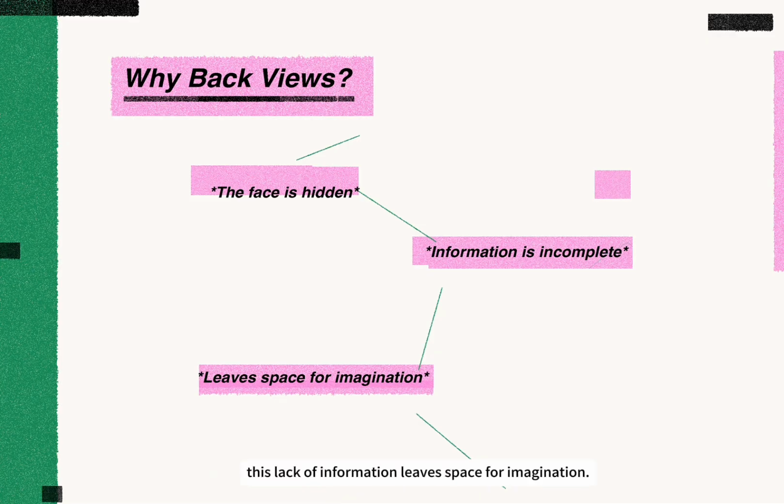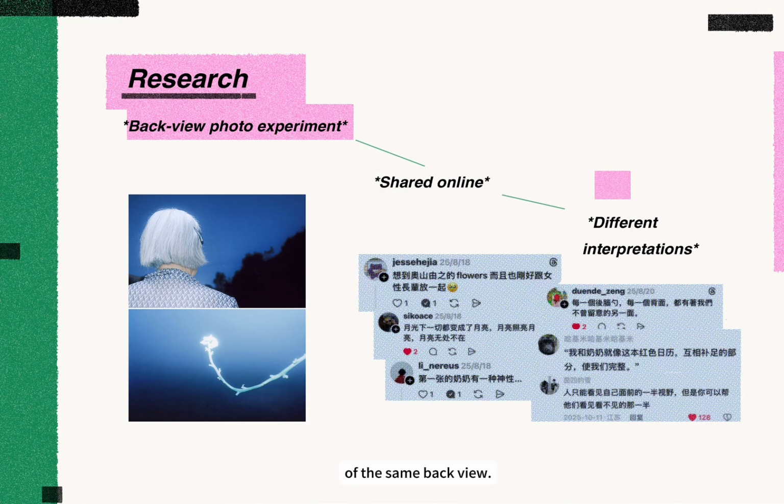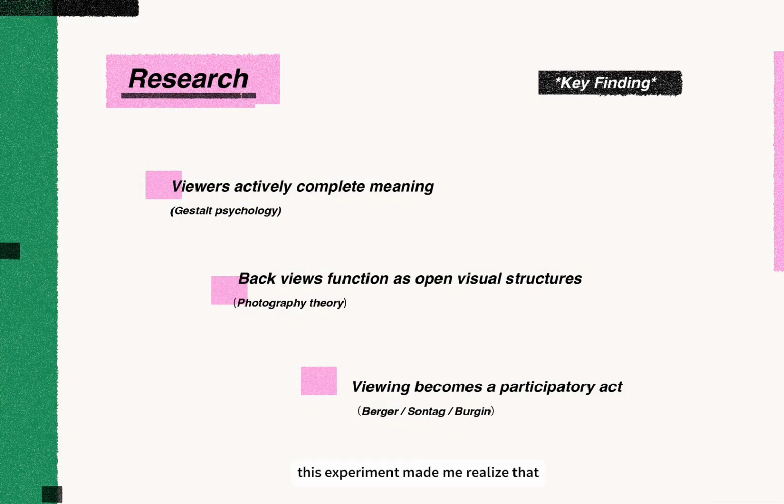This lack of information leaves space for imagination. Different viewers often form different interpretations of the same back view. In Project 1, I carried out a small experiment. I shared the same photograph of a back view online and collected audience responses. I found that the interpretations varied greatly. Each person projected their own meanings onto the image. This experiment made me realize that back views encourage viewers to actively complete meaning.